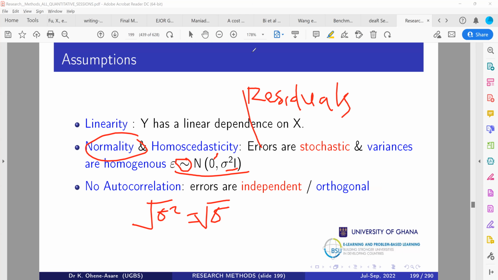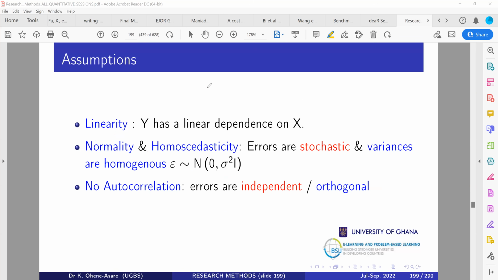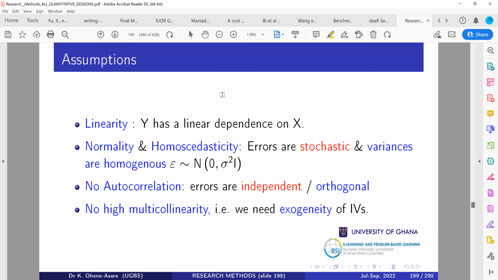Now let's go to the next assumption. The next assumption are two. I'm going to talk about both of them at the same time. One is called autocorrelation. The other is known as multicollinearity. What's the difference? Well, look at it carefully. Multicollinearity deals with the independent variables. Autocorrelation deals with the errors.